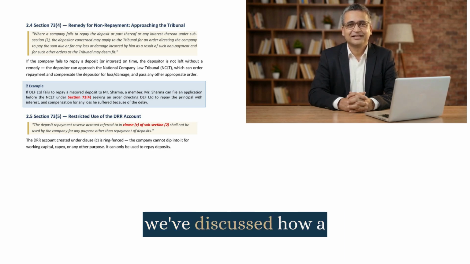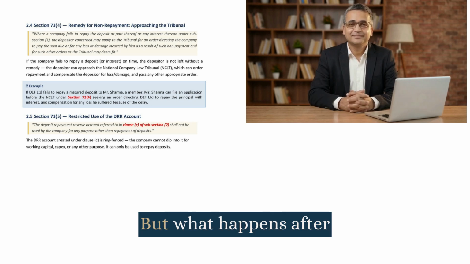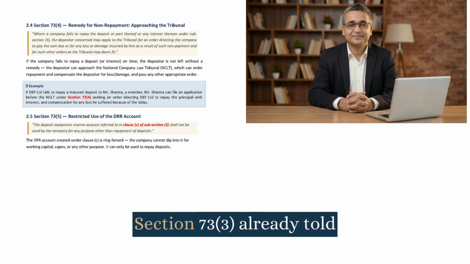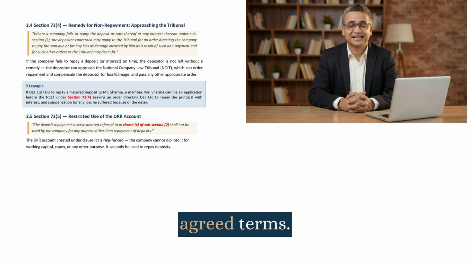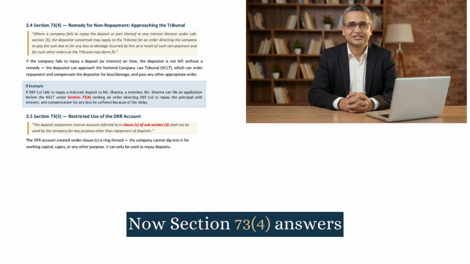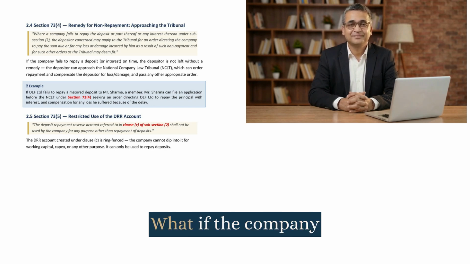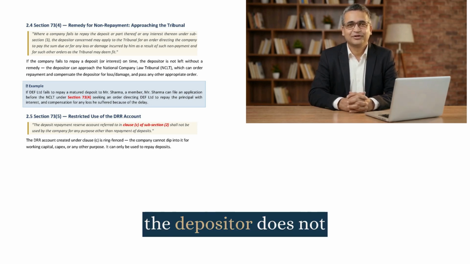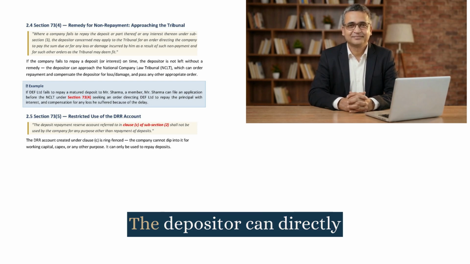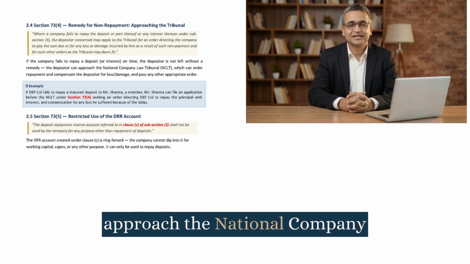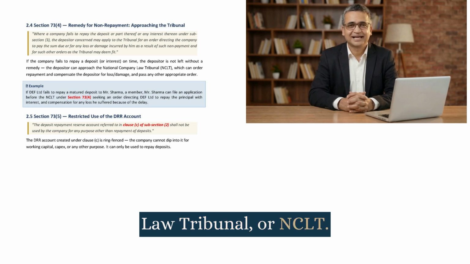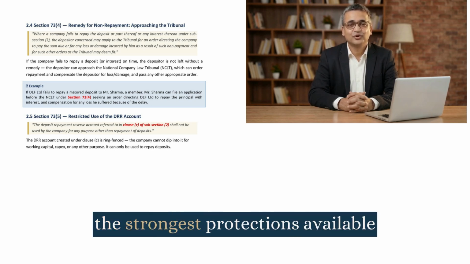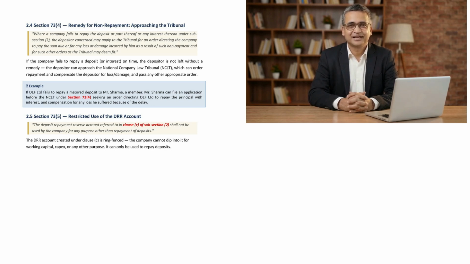Till now, we have discussed how a company should accept deposits. But what happens after accepting them? Section 73(3) already told us. The company must repay the deposit with interest according to the agreed terms. Now, Section 73(4) answers the next question. What if the company fails to do so? The law says the depositor does not have to wait endlessly. The depositor can directly approach the National Company Law Tribunal or NCLT. This is one of the strongest protections available under Chapter 5.